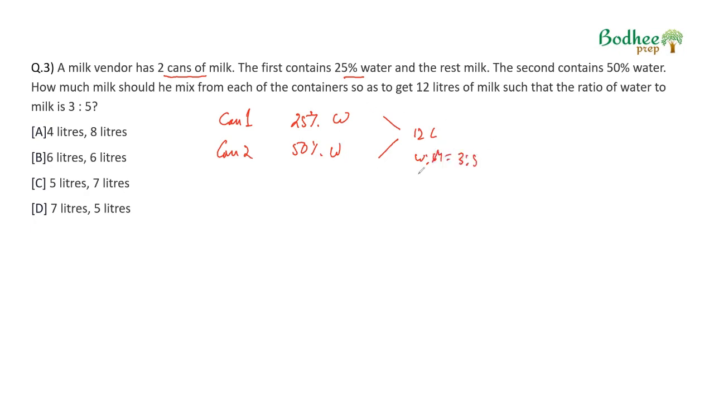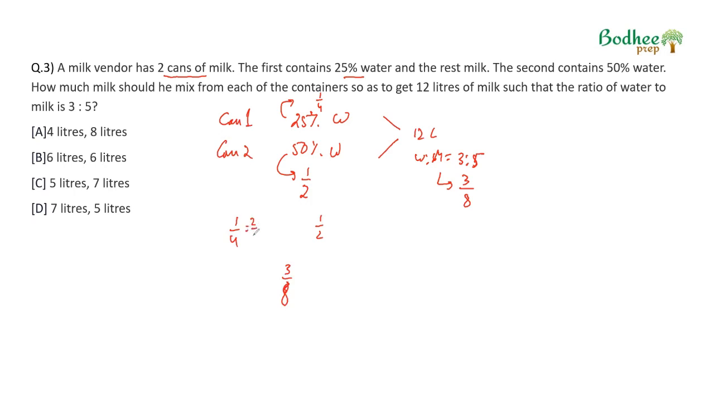So basically, if we aggregate these two, we should get this concentration. Now, in the first can, the quantity of water is 25%. So this is 1/4 of the total solution. Here, 50% water means half of total solution. And if water and milk are in the ratio 3:5, that means 3/8 of the solution is water. So we can allocate 1/4, 1/2, and 3/8.